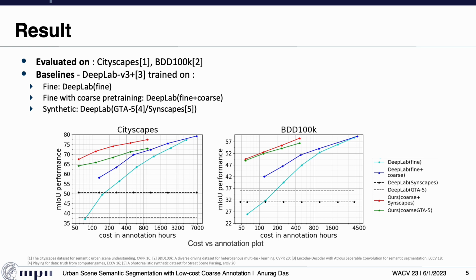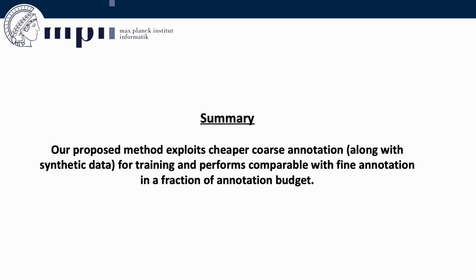We observe that our method, which is the red and green curve, outperforms the baselines by a huge margin, with only a very small annotation budget. To summarize, our proposed method exploits cheaper coarse annotation for training and achieves comparable performance with fine annotation at a fraction of the annotation budget.